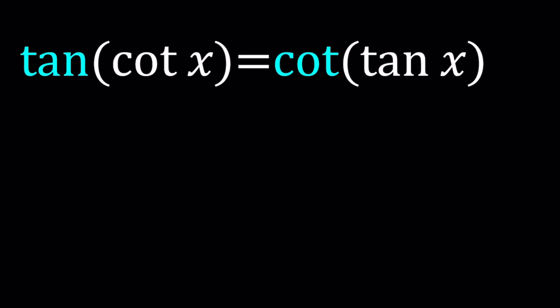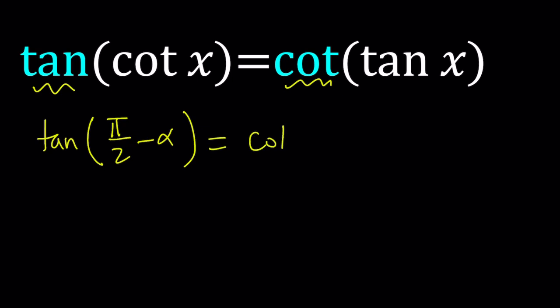So let's get started. First of all, we have the main functions on the outside, tangent and cotangent. As you know, these are cofunctions in trigonometry. They're reciprocals at the same time. This is not always true, because sine and cosine are also cofunctions, but they are not reciprocals. Anyways, since these are cofunctions, we can basically say the following: tangent of pi over 2 minus alpha is the same thing as cotangent of alpha.